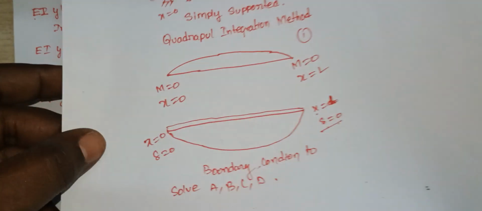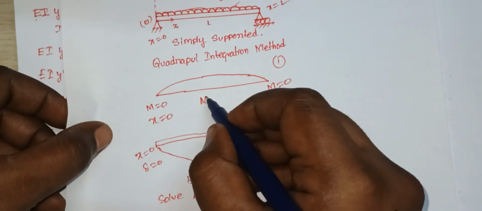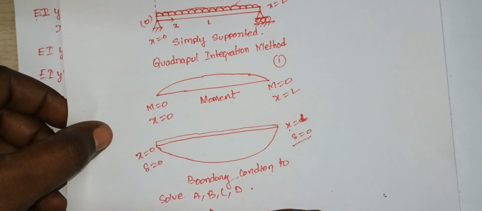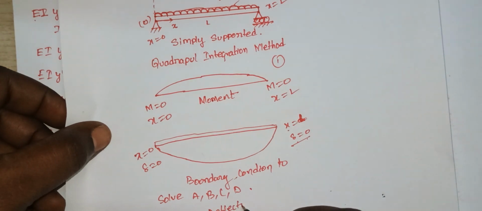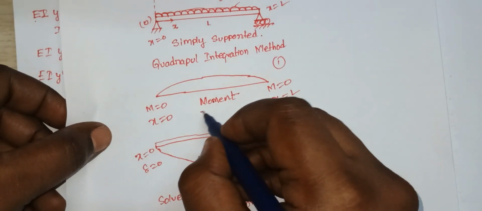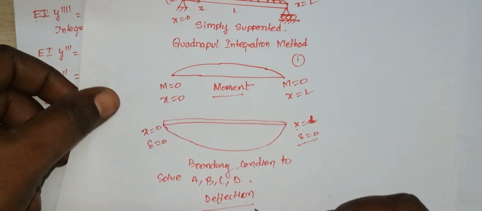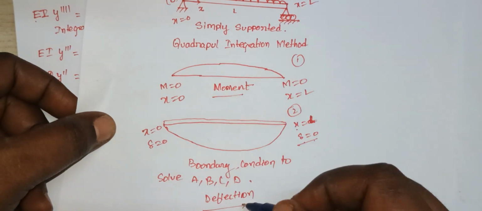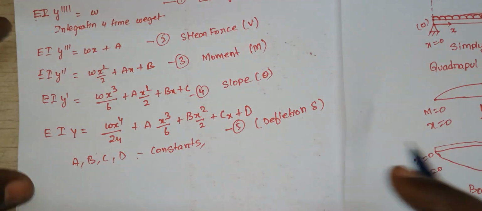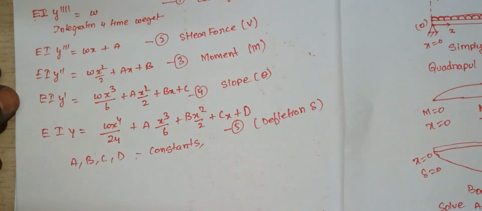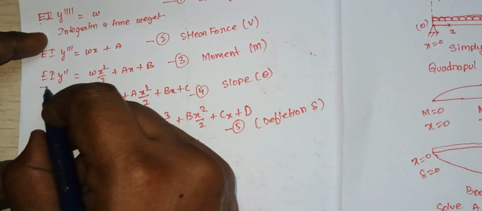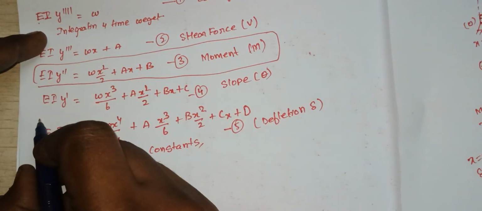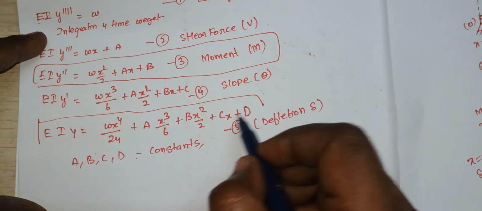Now see our boundary conditions. We have taken only moment and deflection. So we have to take the moment equation and the deflection equation out of these. This is the equation that we are going to take, and this is the equation that we are going to take.